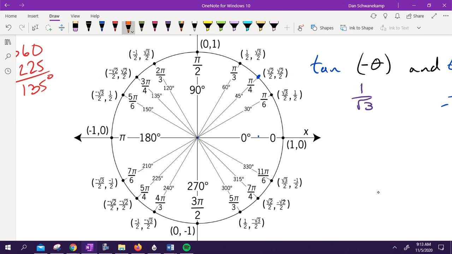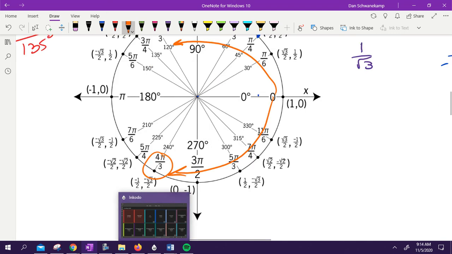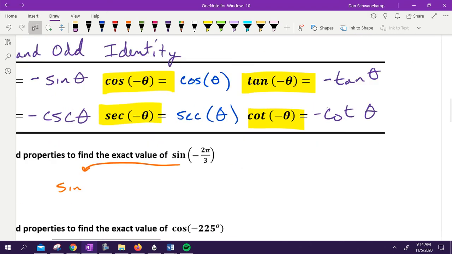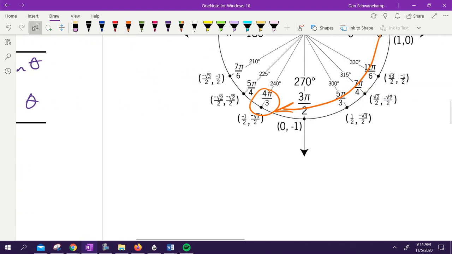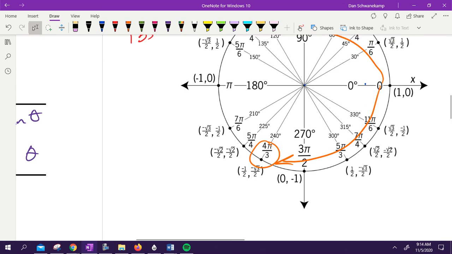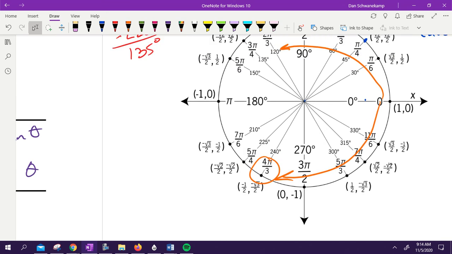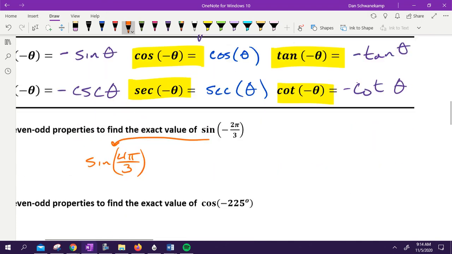4 pi over 3, because 2 pi over 3 is how much I go that way. Negative 2 pi over 3 would be the same thing but starting the other direction. So it is the same thing as 4 pi over 3. Sine of negative 2 pi over 3, that's the same thing as sine of 4 pi over 3. I'm helping us out because I'm looking at a unit circle. But what is sine of 4 pi over 3 going to get me? Negative radical 3 over 2. That is my answer.